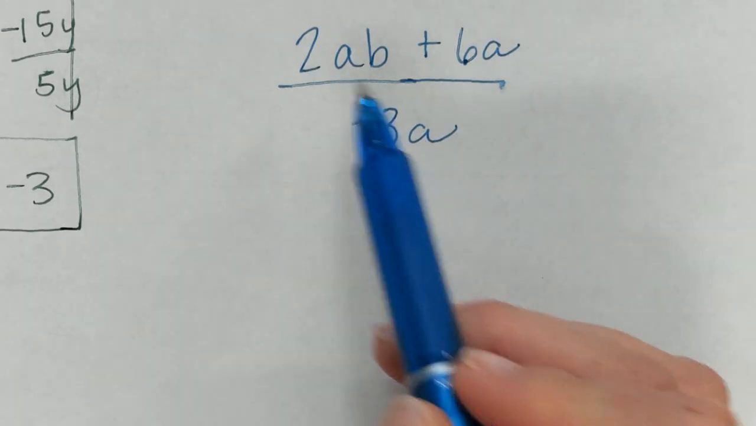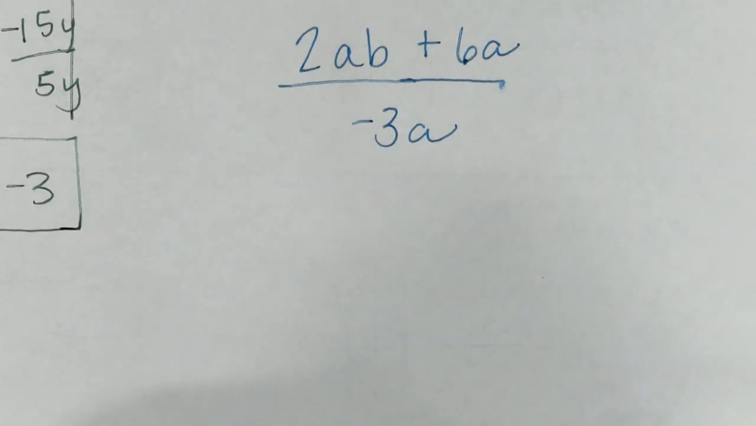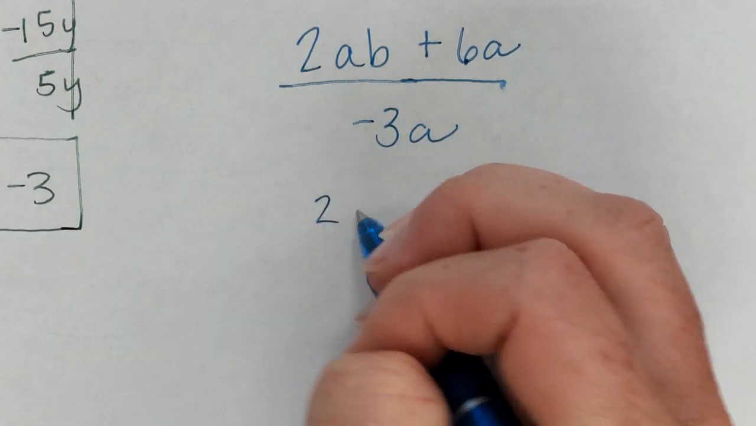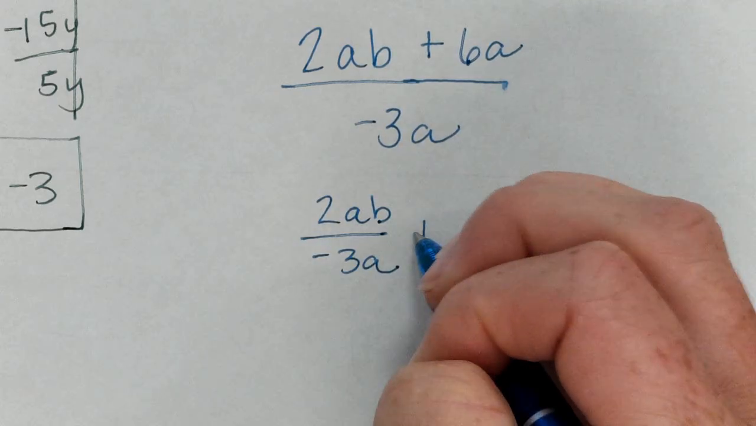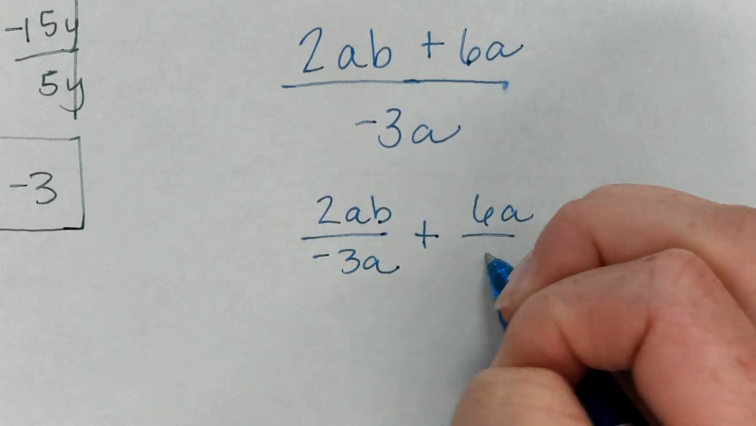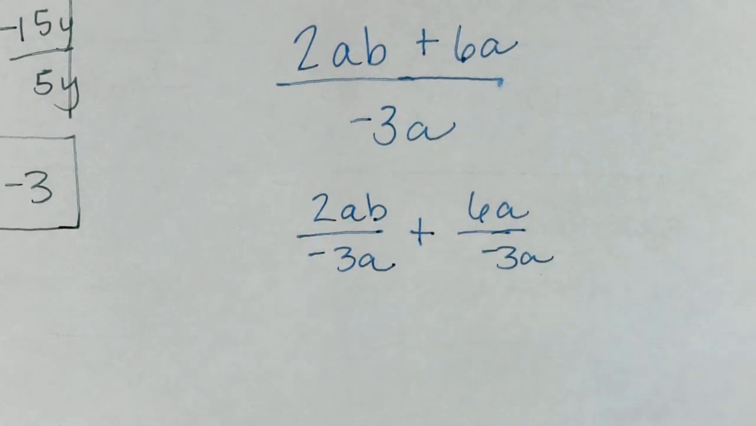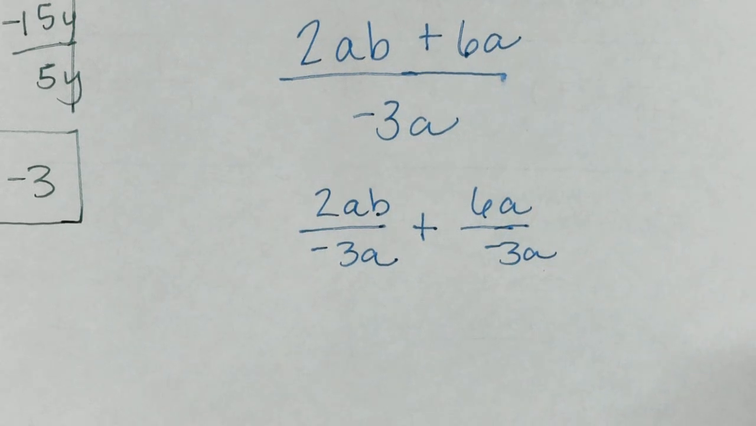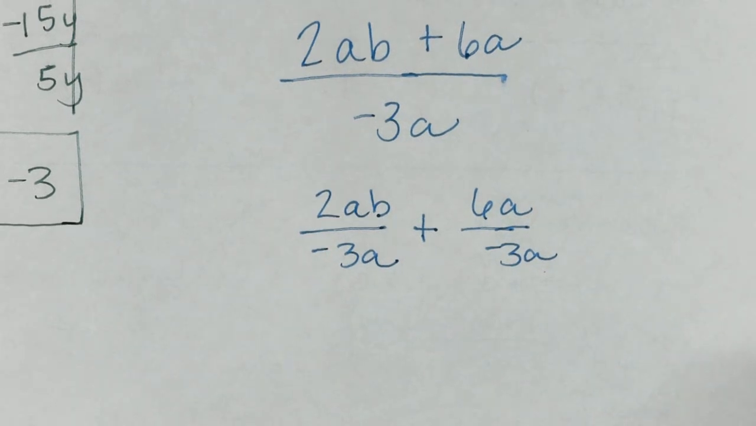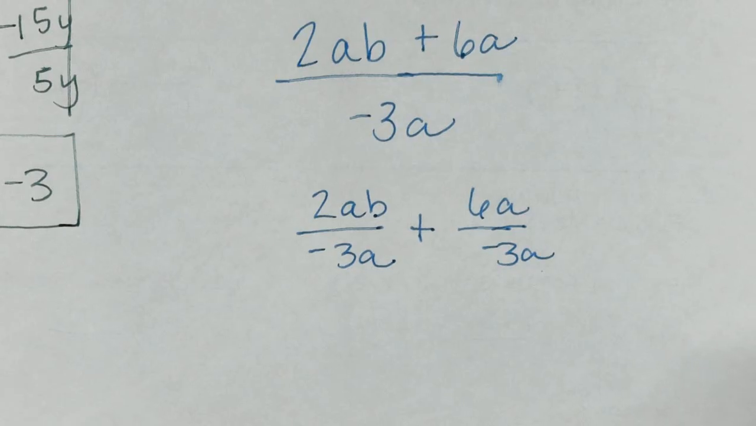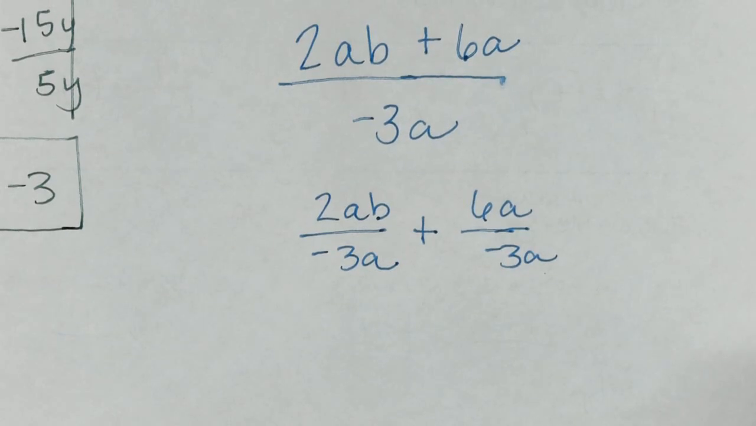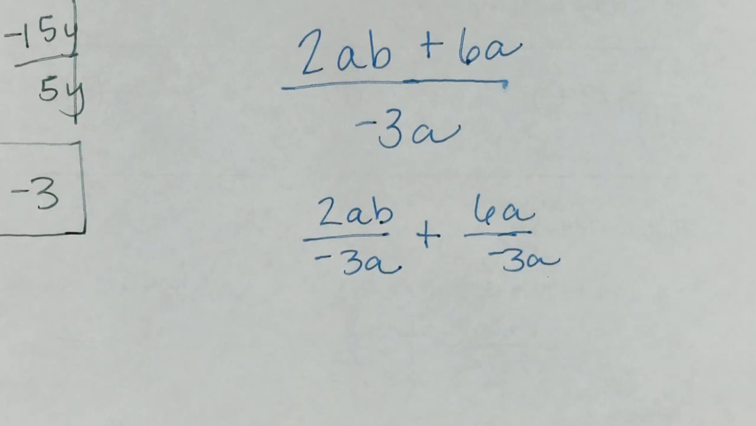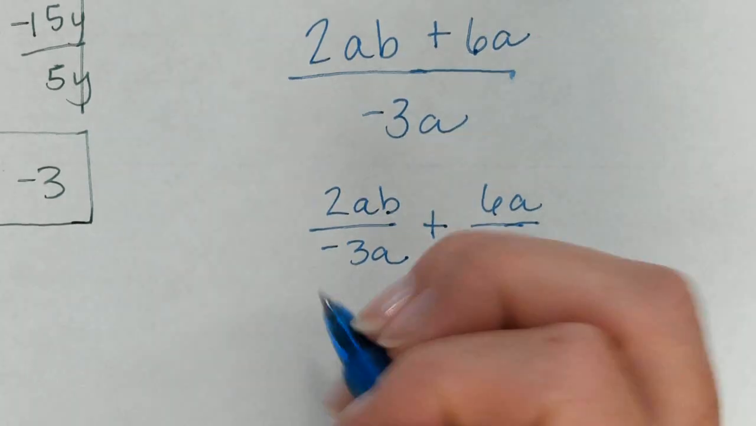How many terms are on top? So I have to separate it into two problems. So I have 2ab over negative 3a plus 6a over negative 3a. Are we okay? Deal with the numbers first. Does 2 over negative 3 simplify? Is it just a fraction? Negative 2/3. So I have negative 2/3.